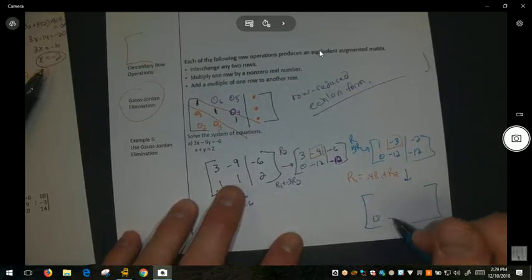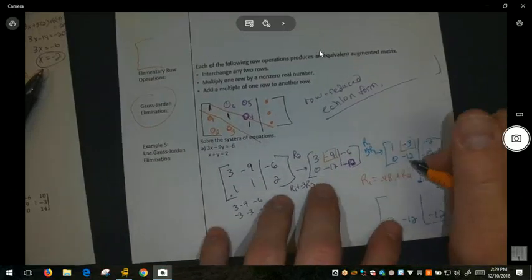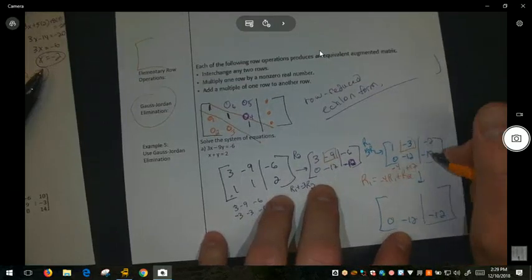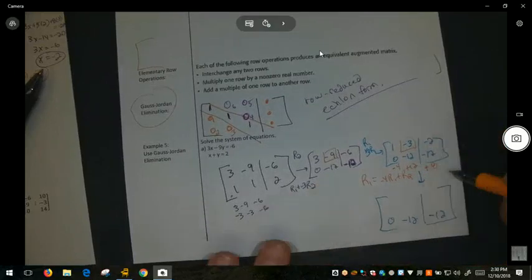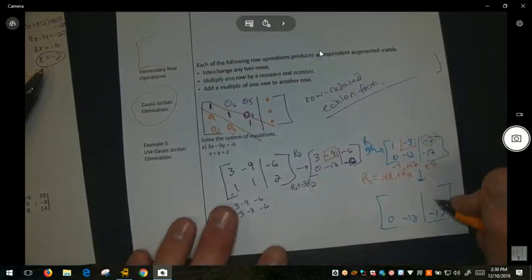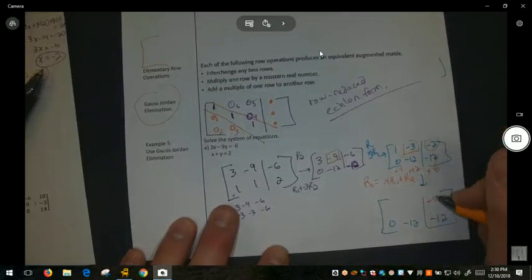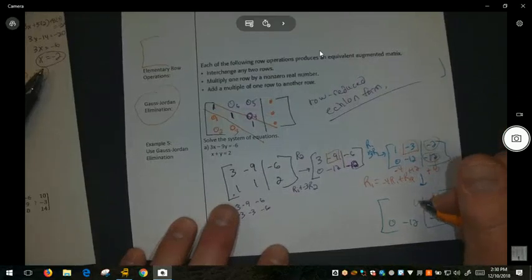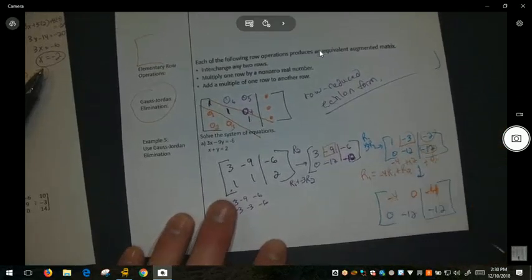So I've locked row 2. Not doing anything with that right now. Row 1 times negative 4 is negative 4, positive 12, positive 8. When I add those together, here I get 6. Here, or not 6. Here I get negative 4. Wow, it would help if I do the right ones together. Here I get 0, which is what I was going for. And here I get negative 4.